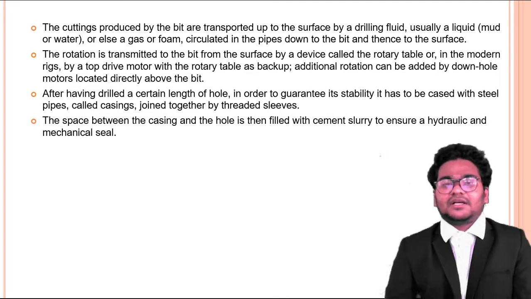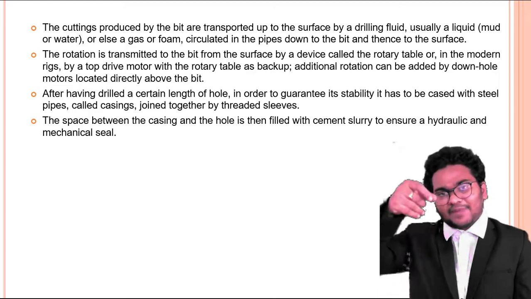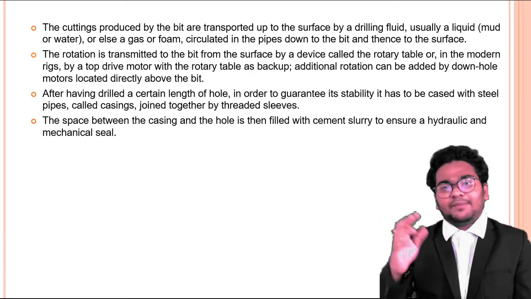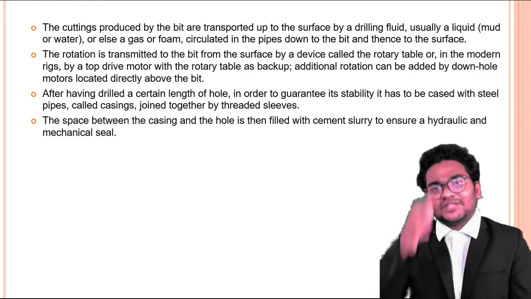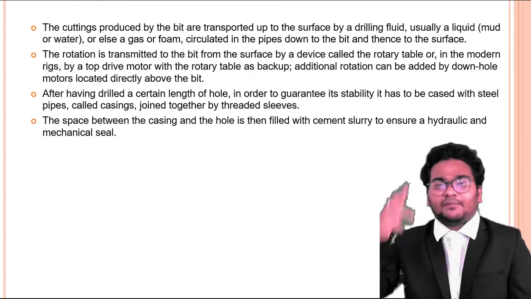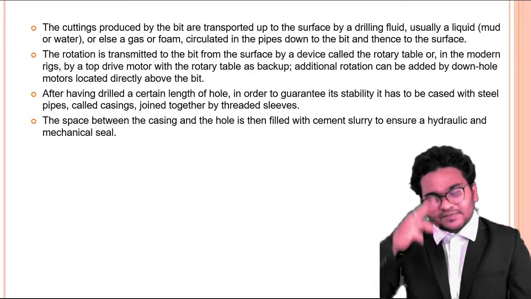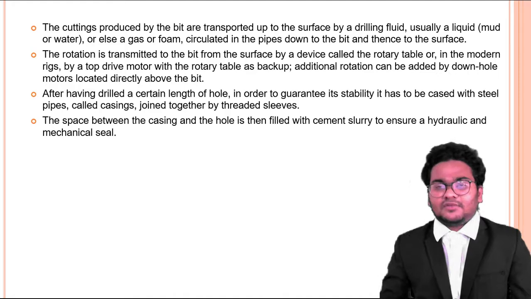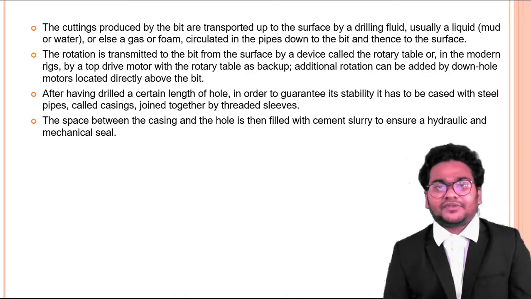So what happens is the drill bit is there, and above it the drill pipe is there. Outside the drill pipe there will be casing. Between the casing and the tubing there will be one path, which means a space will be there. The space we call the annulus. Through that space only we send the fluids and take out the mud samples, which are the cuttings.